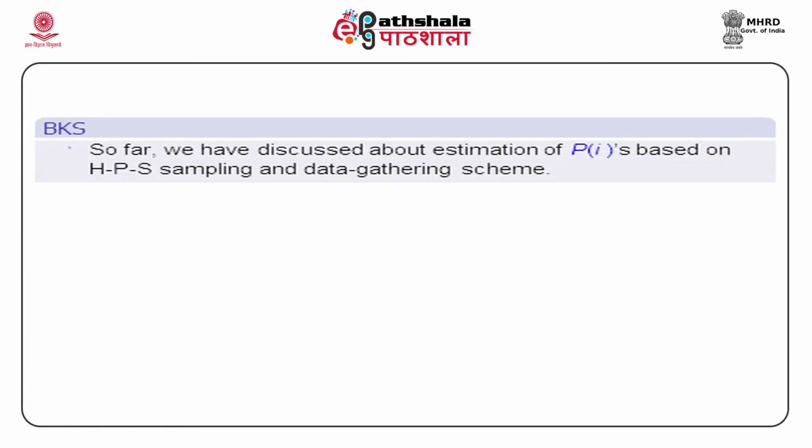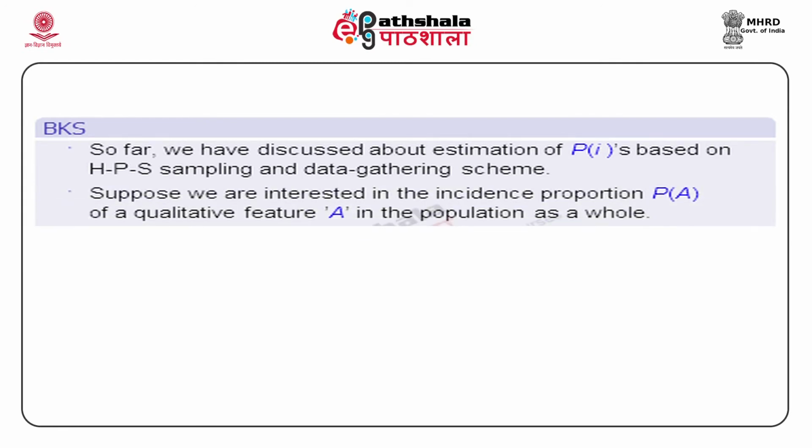So far, we have discussed estimates of the Pi's based on this HPS, Horvitz-Thompson-Simmons scheme and the data gathering scheme that we had. Suppose we are interested in the incidence proportion PA of a qualitative feature capital A in the population as a whole. How many are drug addicts? For example, how many are smokers? We know we are talking about what percentage are available. Now we want to know how many are smokers, what percentage, like that.